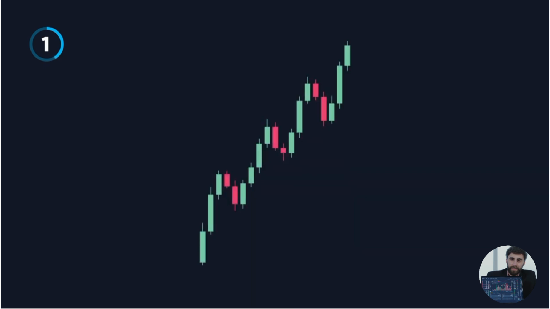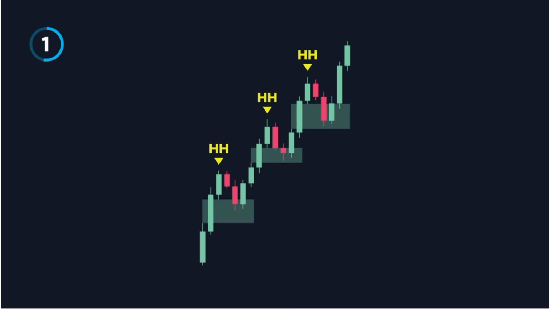We can see a good example within this chart here. Every time we see a higher high form, we then see a retracement back into a bullish fair value gap, where it finds the support needed to continue the upward move.